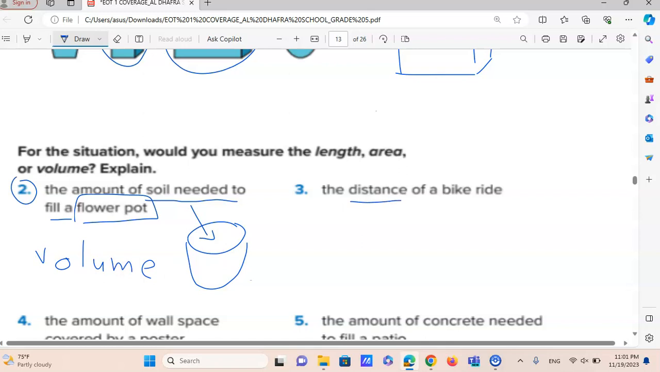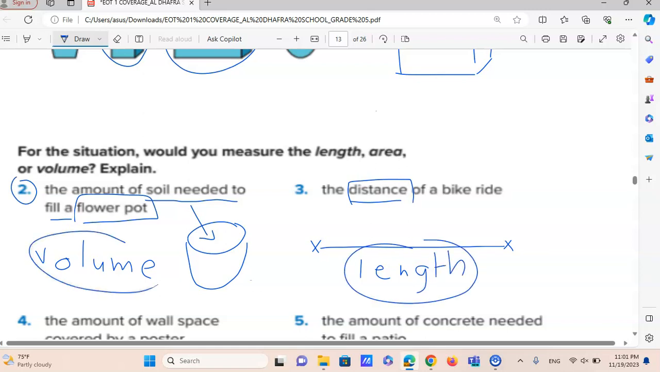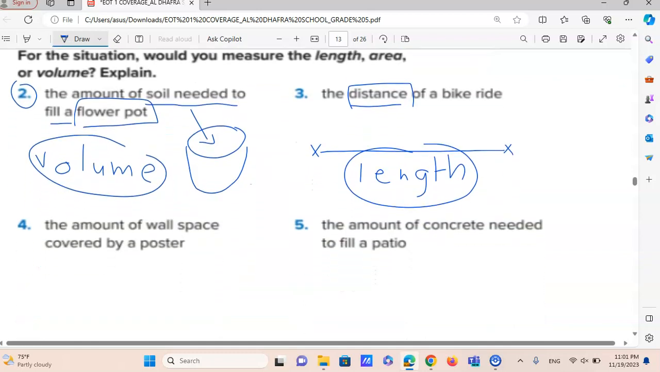The distance of a bike ride. When you ride a bike or a bicycle, you start from a point and you end up at a point. So it is one dimension. Distance measurement. So we measure what? We measure length. So you have to write length. Here, volume. Let us read the other one.